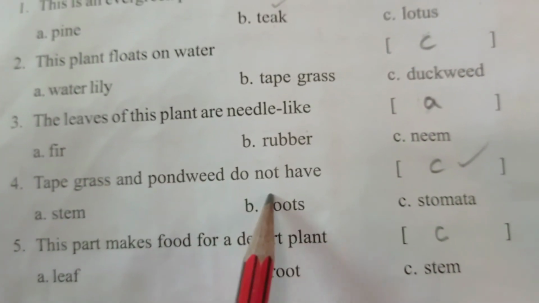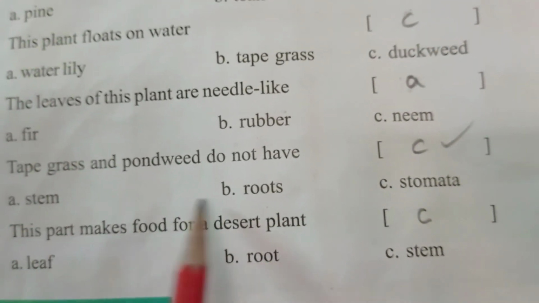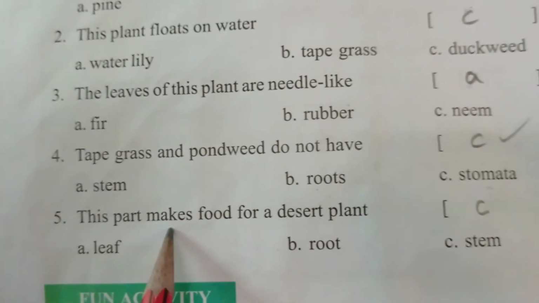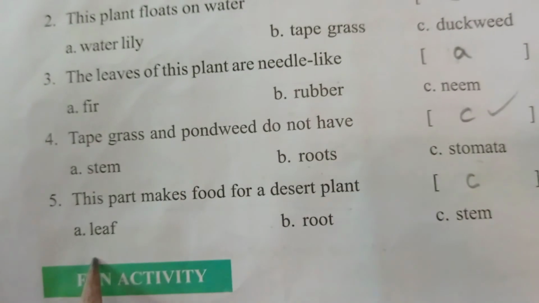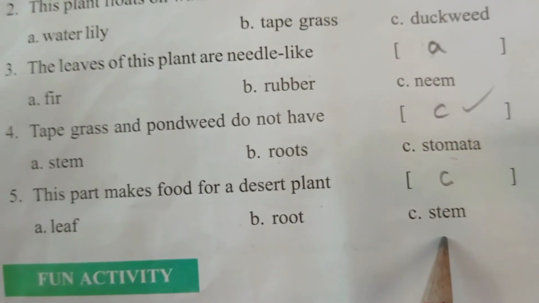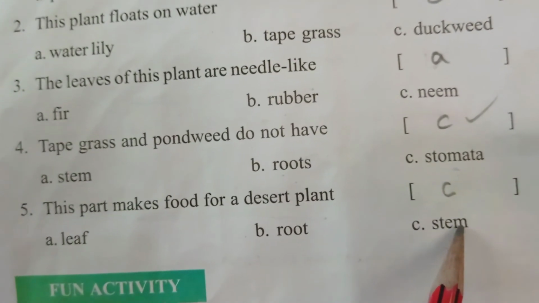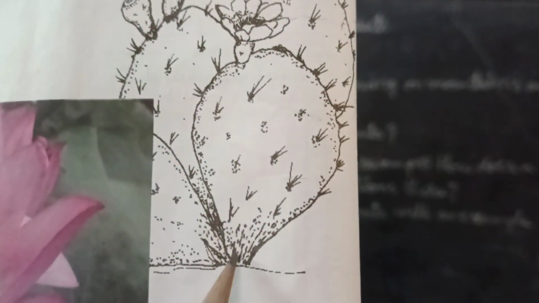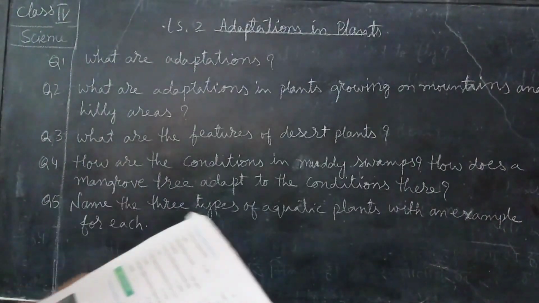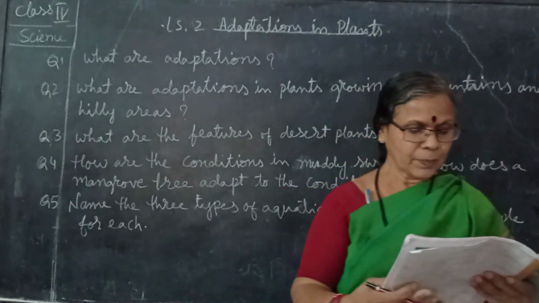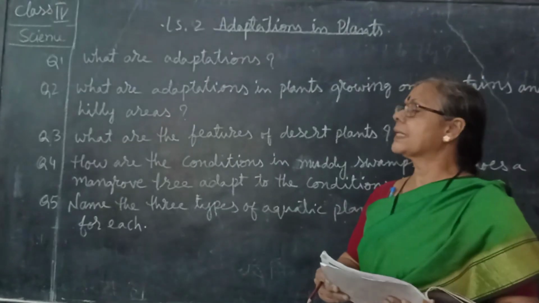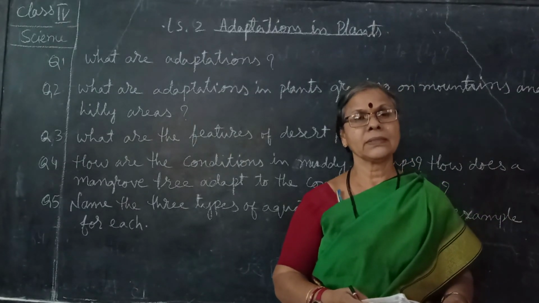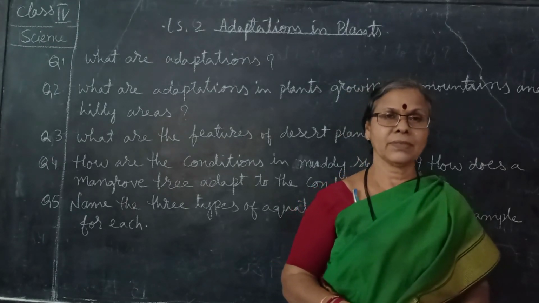Tape grass and pondweed do not have stem, roots or stomata. C, stomata is the correct one. This part makes food for a desert plant: leaf, root or stem. So you can see the desert plant. This is the Opuntia plant. You can do the practice of drawing this plant here. With this we have completed the revision of this second lesson. Okay. In the next class we'll do the next lesson's revision. Thank you.